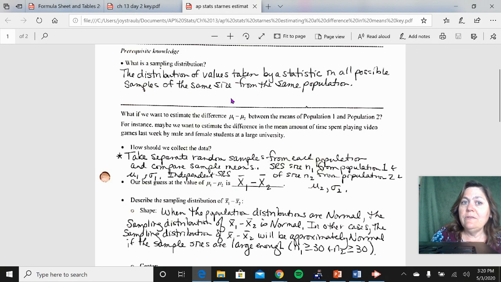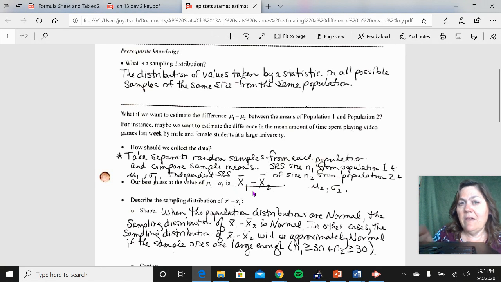So they're going to compare two separate populations, the males and the females from this university. So it just says, how should we collect this data? Well, remember, all of this has to be random sampling, and we have to take a random sample from each population, and then we'll compare those sample means. So you're going to take an SRS of size n1 from population 1, size n2 from population 2.